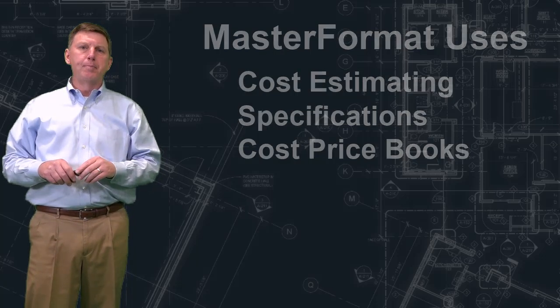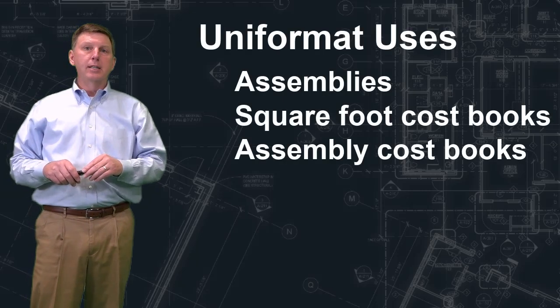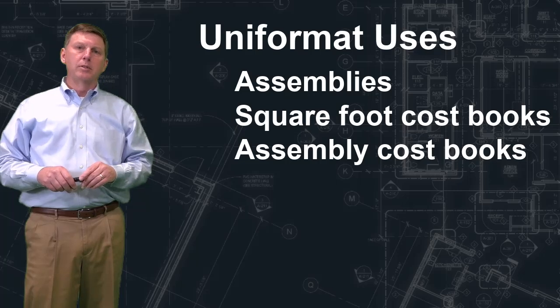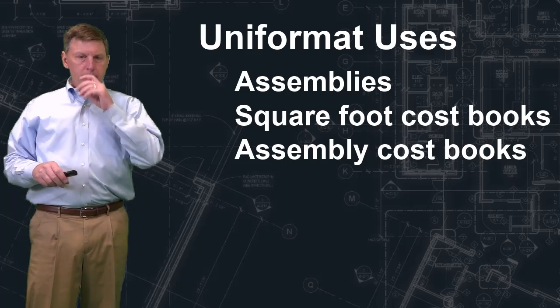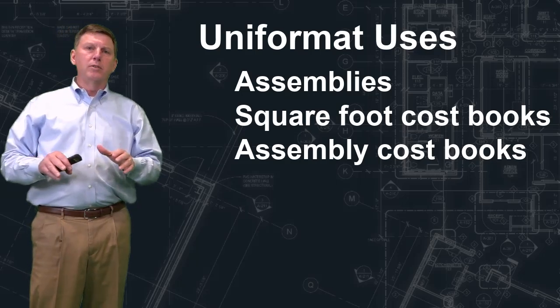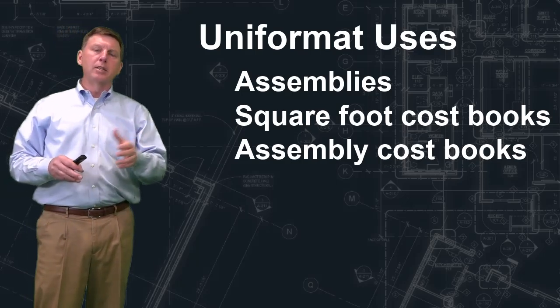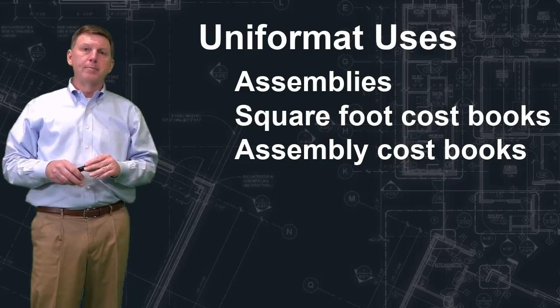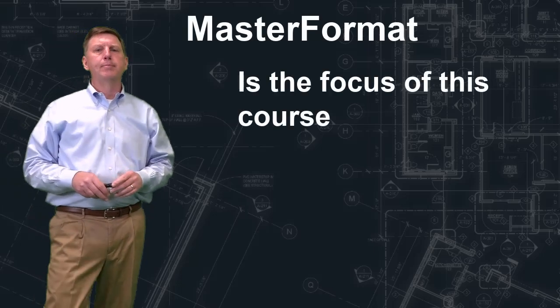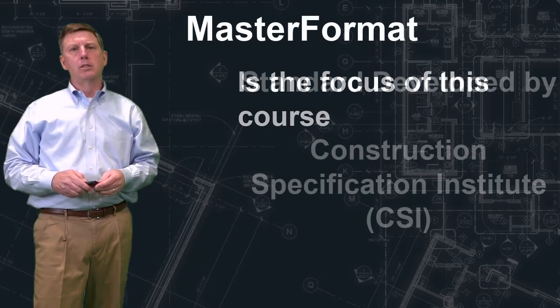Uniformat, on the other hand, is often the way square foot cost price books are ordered, and also assembly price books. So when you're dealing with larger conceptual things, then you're going to be dealing with Uniformat. When you're dealing with details, you'll deal with master format. And master format is the focus of this course.